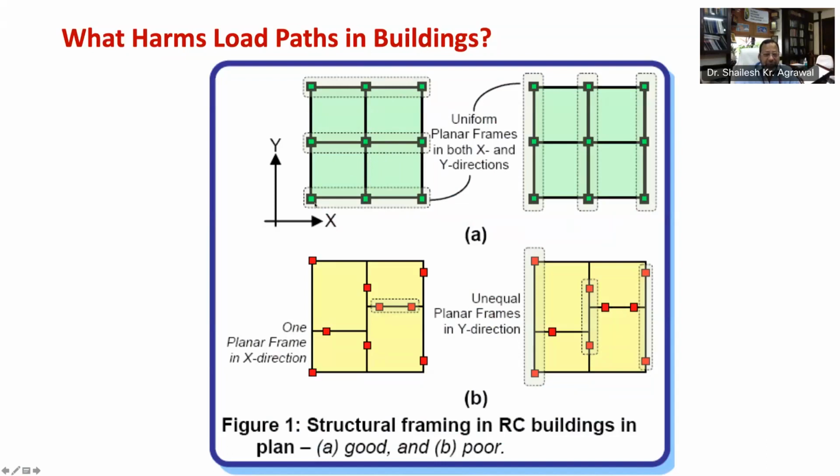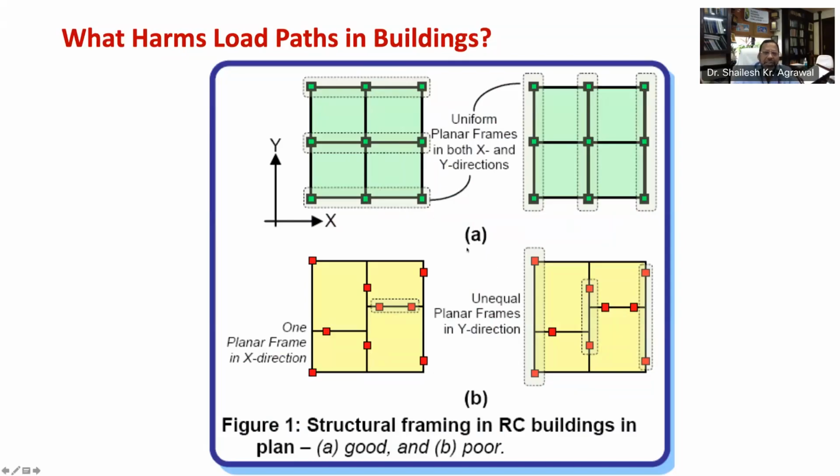Columns should run through full height and beams through full width of the building. Thirdly, uniform spacing between parallel planar moment resisting frames in each plan direction. Fourth, beams within each planar frame should be slender enough to deform in flexure. Concrete beams of very short span may damage in shear, which is undesirable.